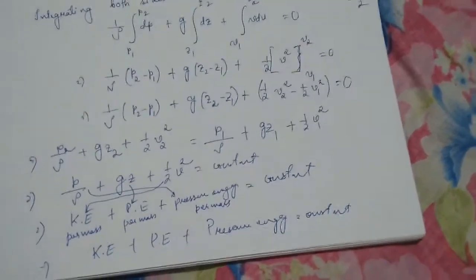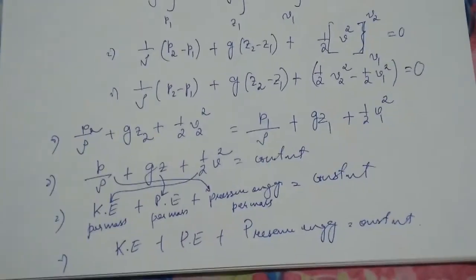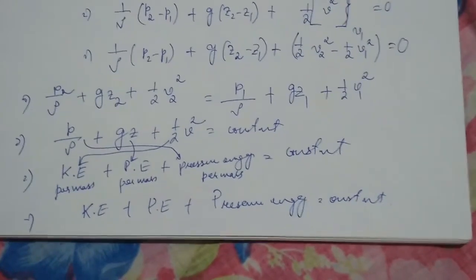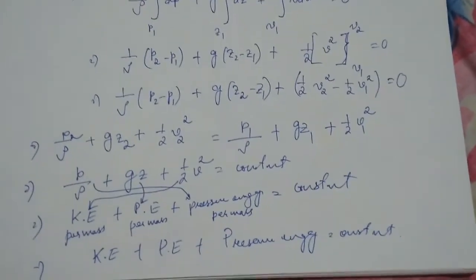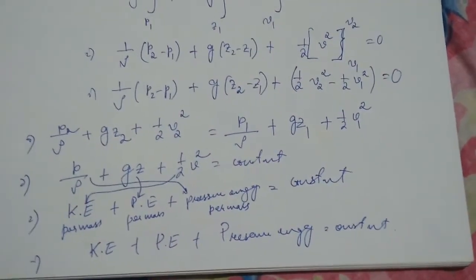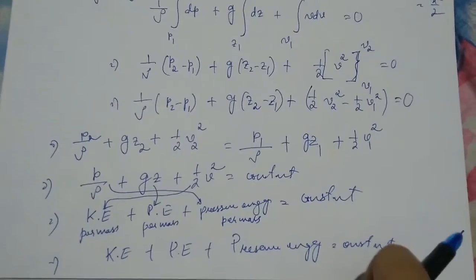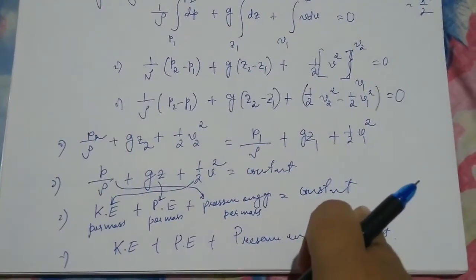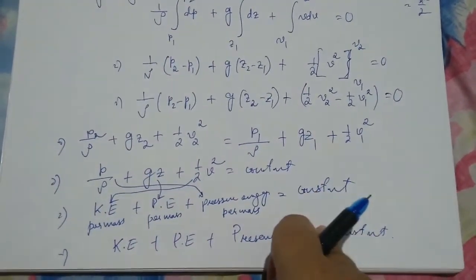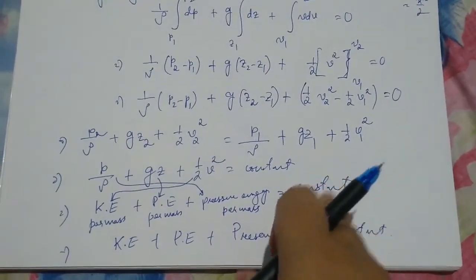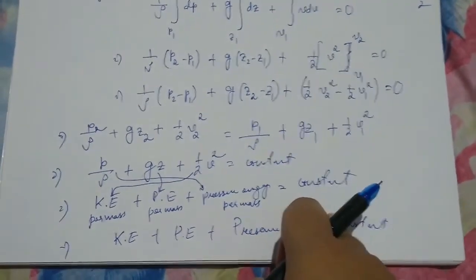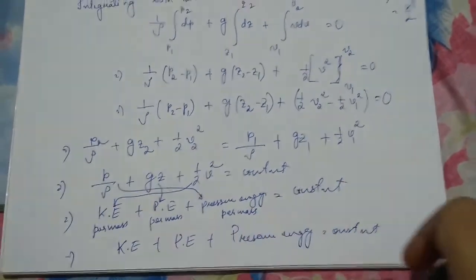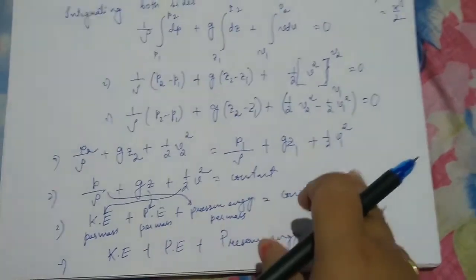Similarly, if you remember, kinetic energy plus potential energy plus pressure energy is always constant. So what does it say? That for a steady, streamlined, incompressible, non-viscous liquid flowing from one point to another point, the total energy always remains constant. That means the sum of kinetic energy, potential energy and pressure energy always remains constant. I am again repeating that for a steady and streamlined flow of a non-viscous and incompressible fluid flowing from one point to another point, the total energy, that means the sum of kinetic energy, potential energy and pressure energy, always remains constant. So this is known as Bernoulli's theorem.